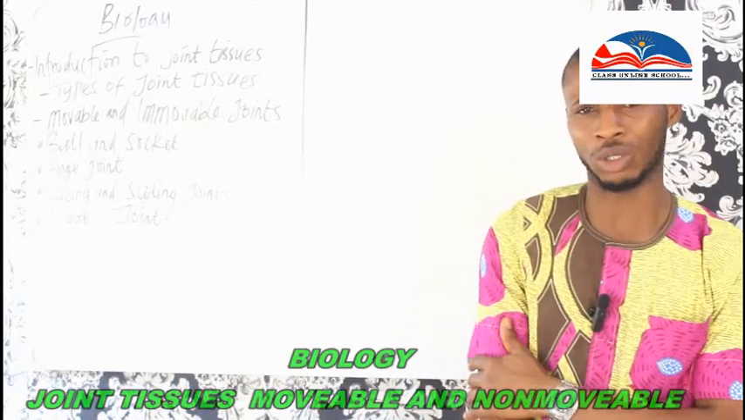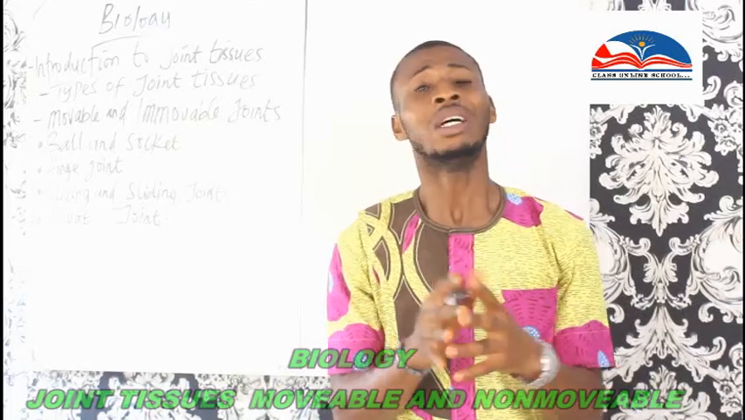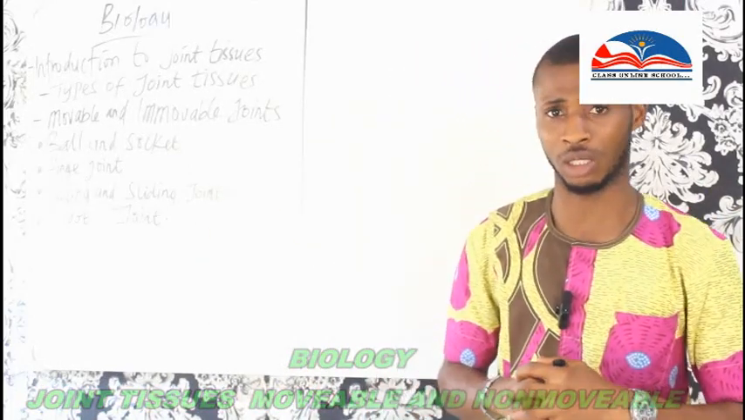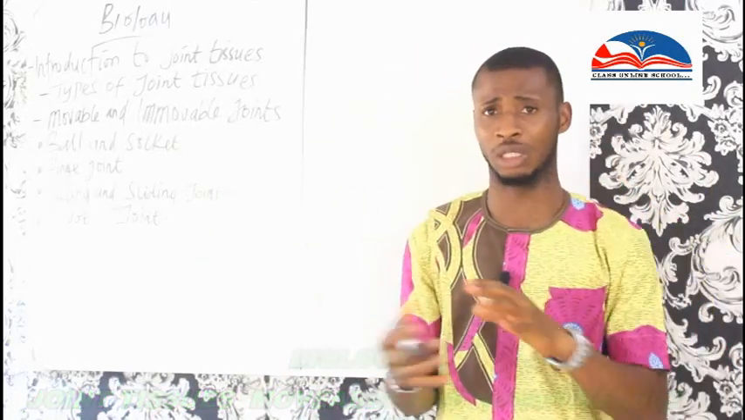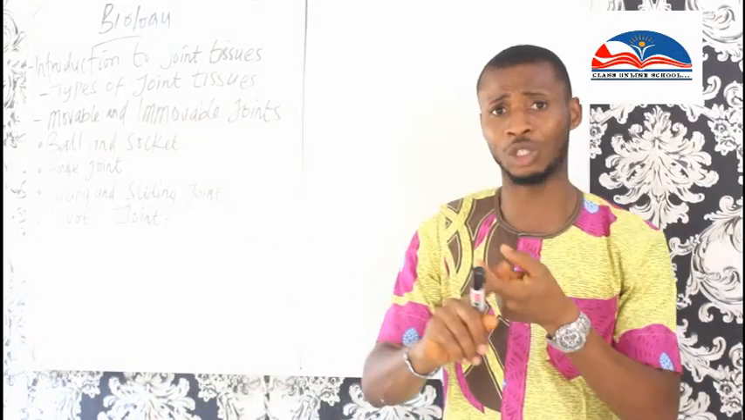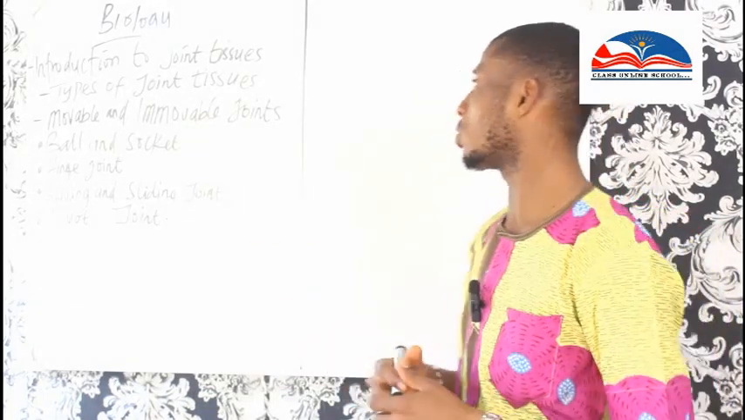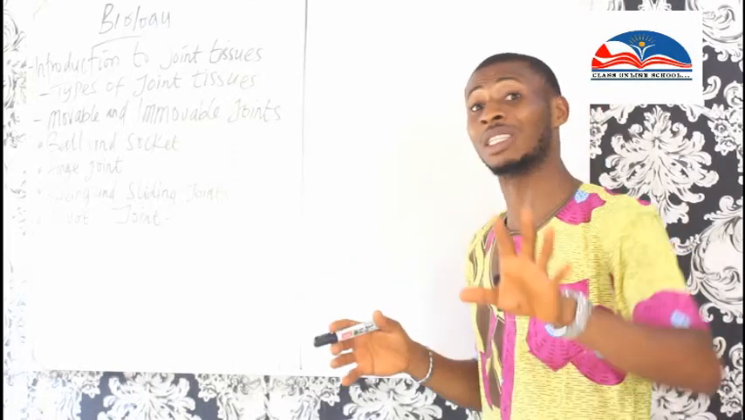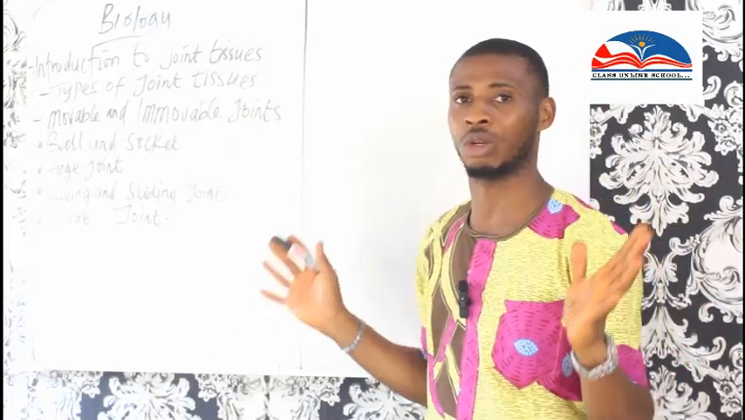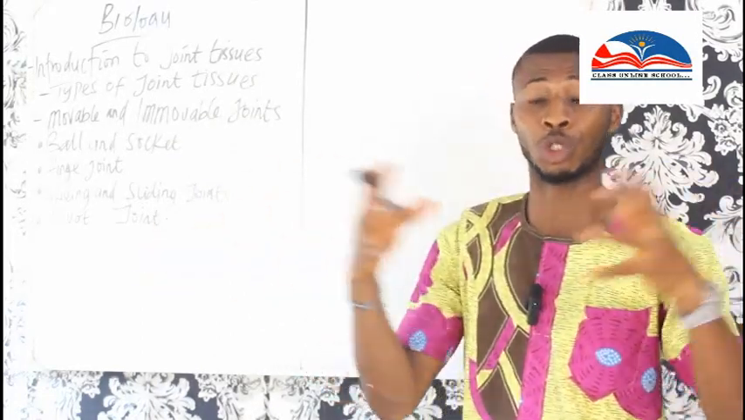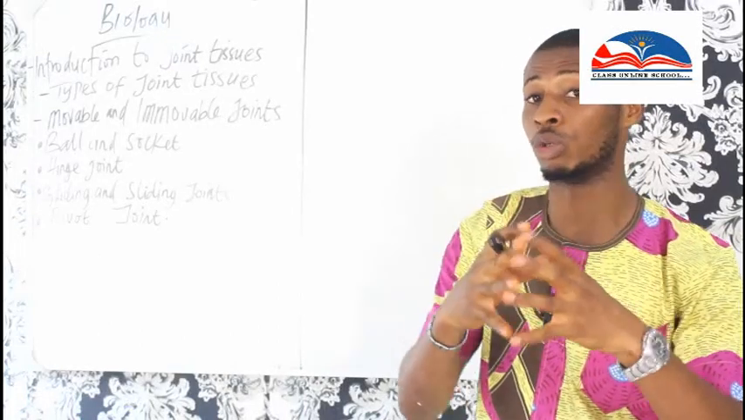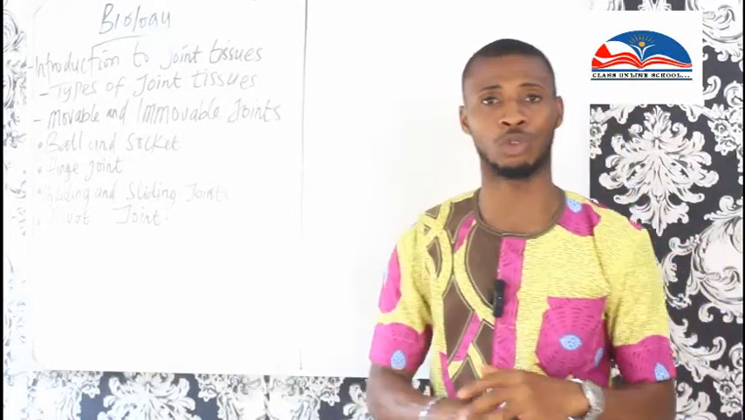When we talk about a joint, you say, where two bones meet. That is exactly what joint means. Where two bones meet, where they join together. That's the only definition you need to know concerning joints. A joint is a portion in the body where two bones meet. All right, there are types of joints.